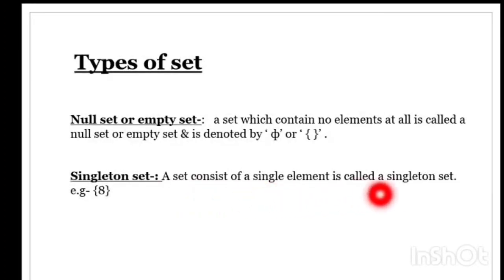Now we discuss singleton set. The set which contains a single element is called a singleton set. जो सेट रे केवल गोटी ही एलिमेंट रही थाए उक्त सेट को आमे कहता singleton set.